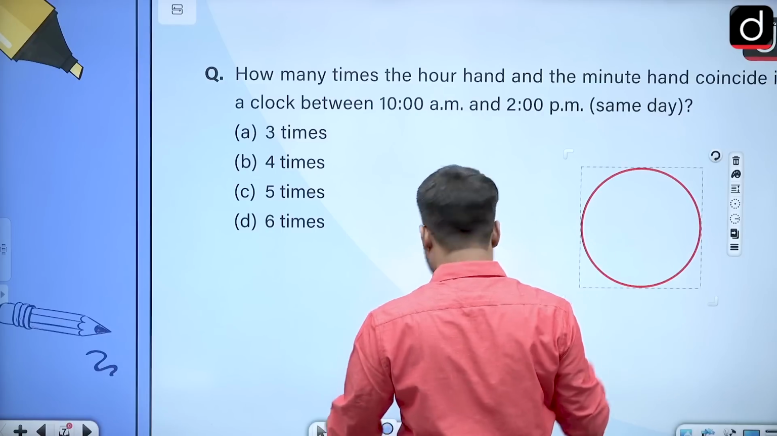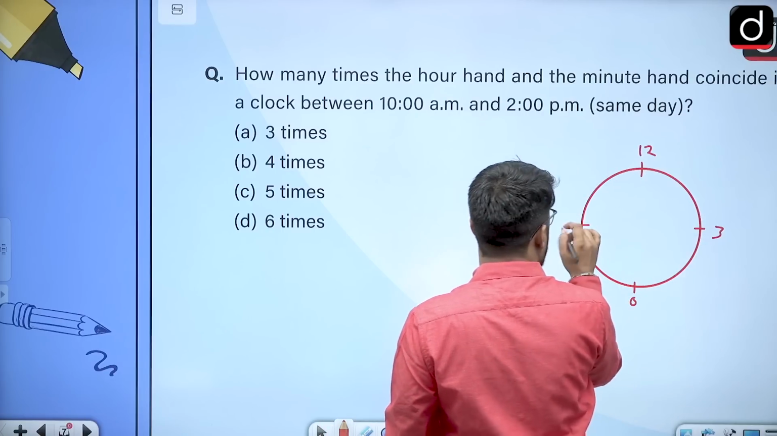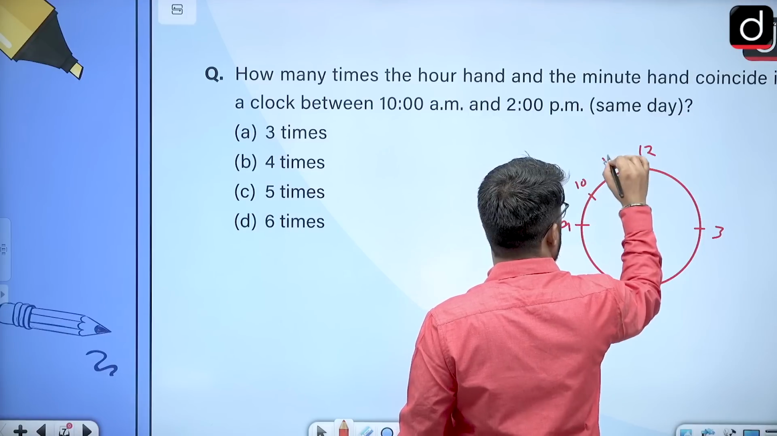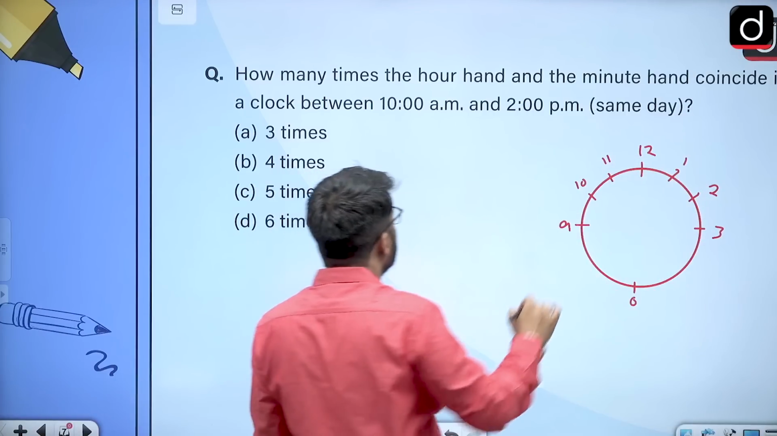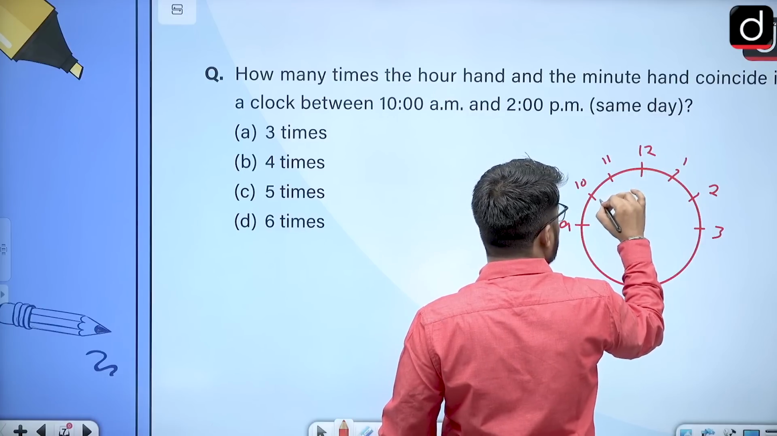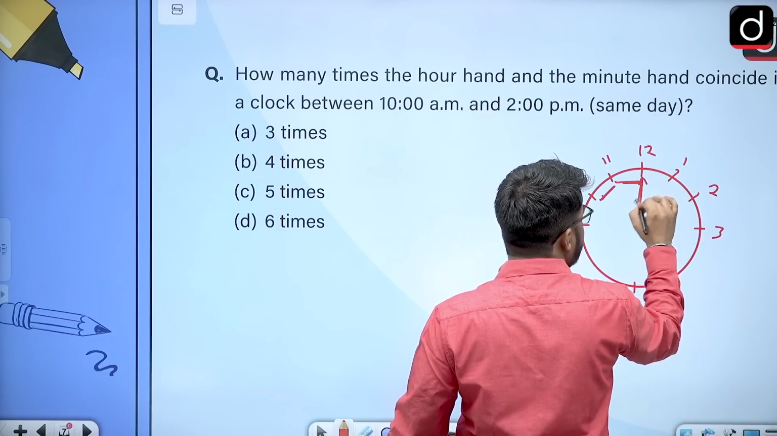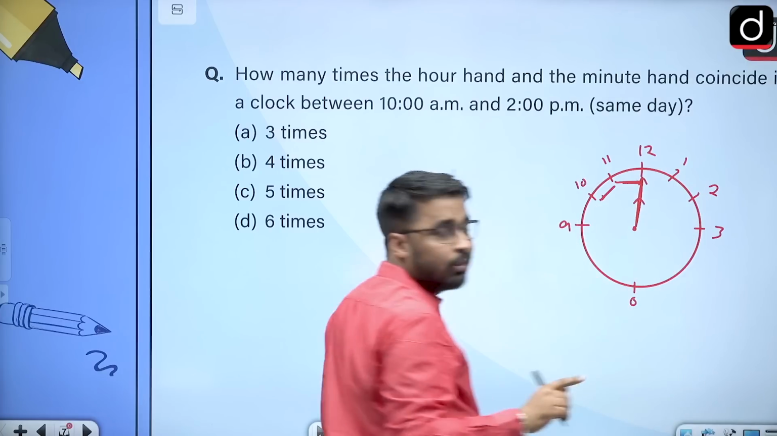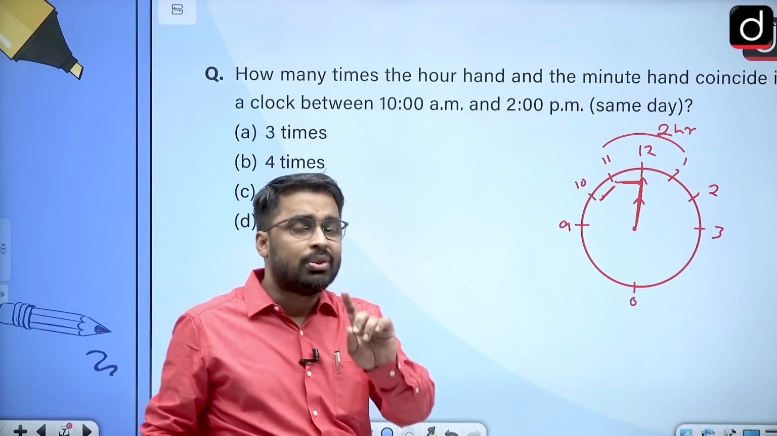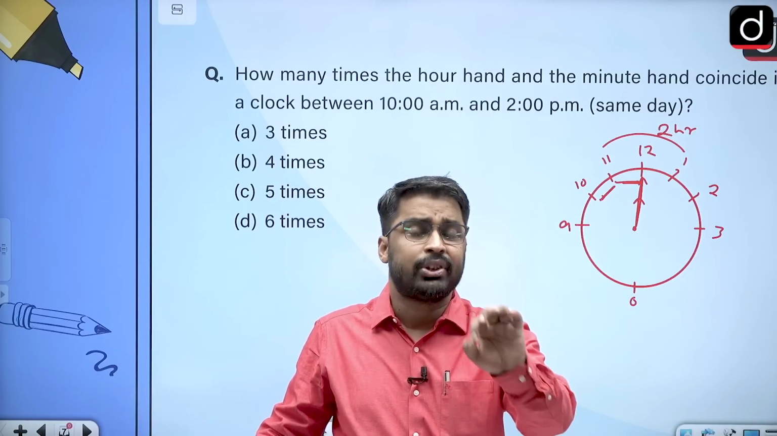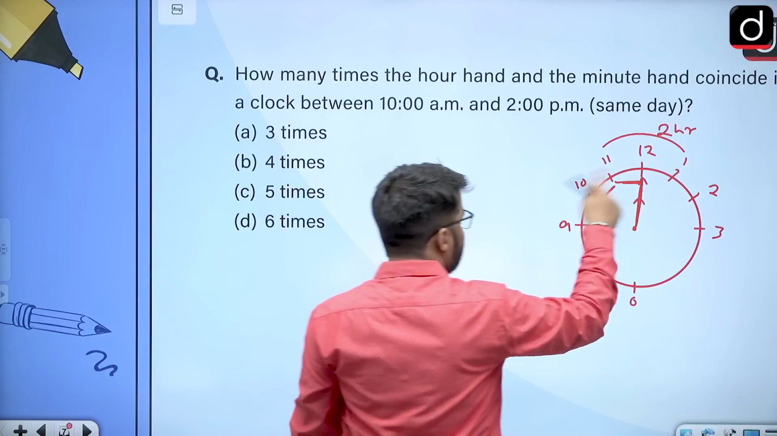12, 6, 3, 9, 10, 11, 1 and 2, right? The rest of the digits are not needed. Now see, between 10 and 11, the hands are going to coincide one time. Then between 11 and 12, the hands will coincide exactly at 12. And the same goes for 12 and 1 also. See, in this 2-hour slot of 11 to 1, there will be only one coincidence, that is at 12 o'clock, because the coincidence at 12 o'clock will be a common coincidence of 11 and 12 and 12 and 1, right?